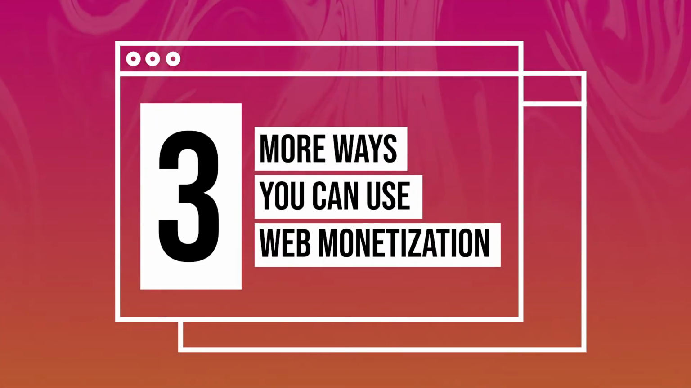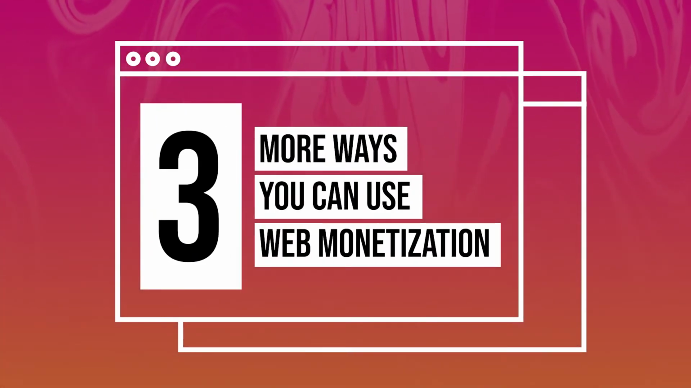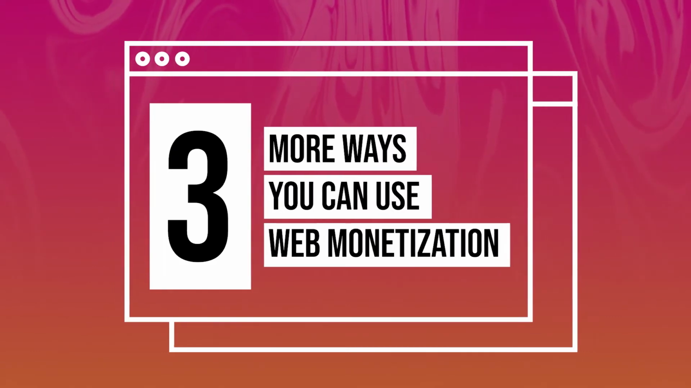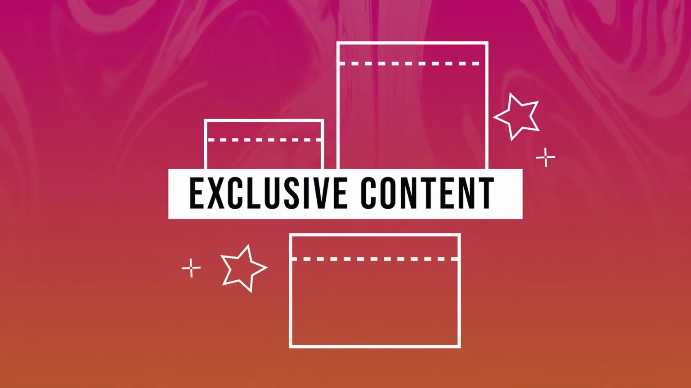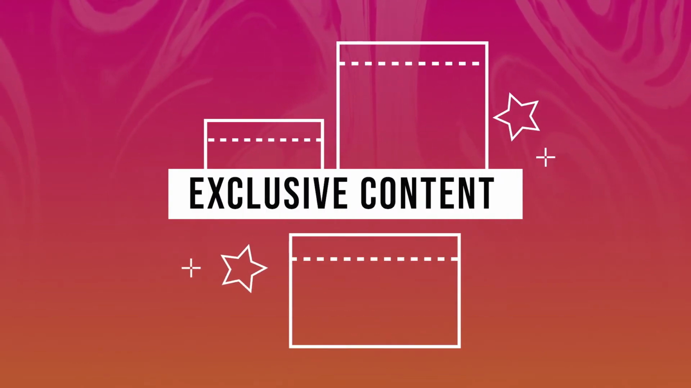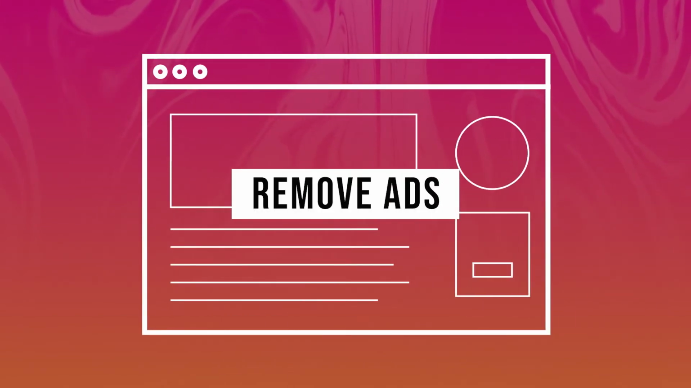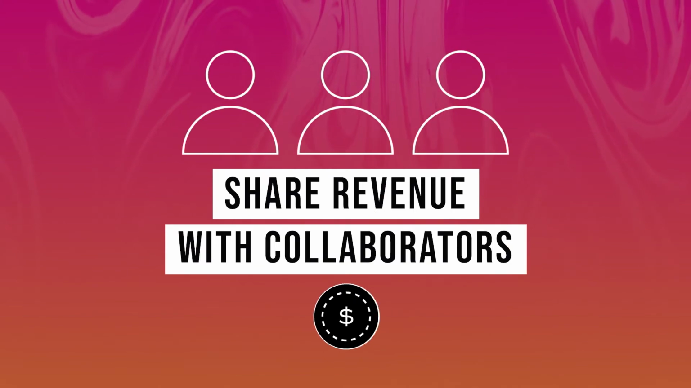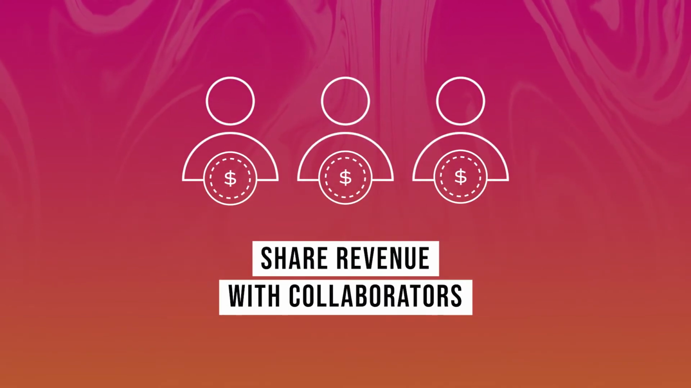But let's jump into 3 more ways you can use web monetization. First, we'll cover creating exclusive content. One of the really unique things about web monetization is that you can create exclusive content only for your followers who support you through web monetization, kind of like a superfan perk. Next, we'll walk you through how to remove ads as a reward for visitors using web monetization. Lastly, we'll show you how to split revenue with other creators who may have collaborated with you on content.